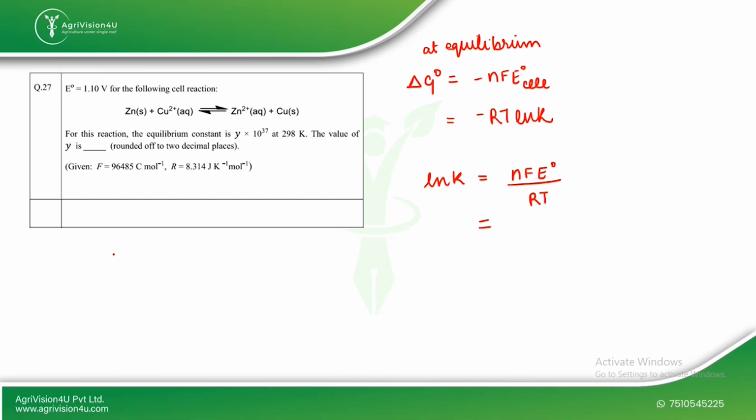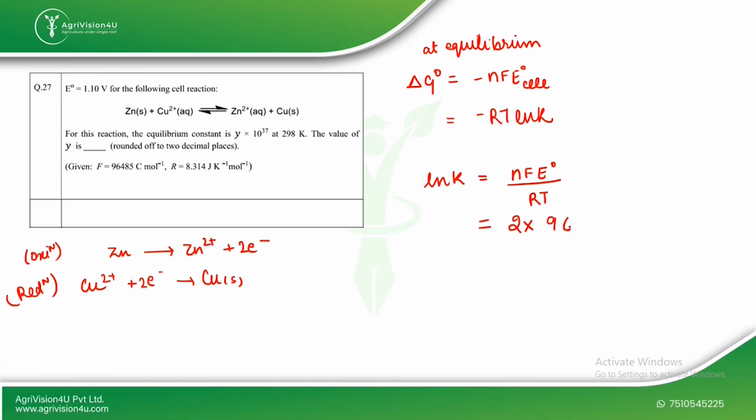For the number of electrons in this reaction, zinc when converted to Zn2 plus will lose 2 electrons, so this is the oxidation half cell, and this will be the reduction half cell. Copper 2 plus will gain 2 electrons, converting into solid copper. So how many electrons are involved? 2. Faraday constant 96485 multiplied by E naught cell.